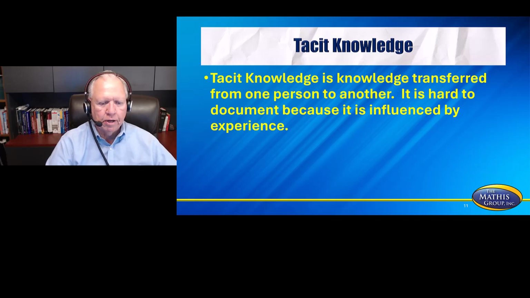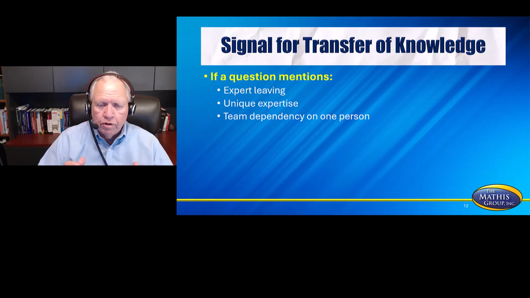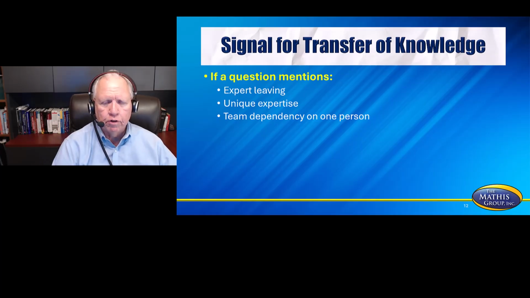Now, the signal for transfer of knowledge as you're reading a test question: if a question mentions an expert leaving, somebody on the team leaving, the unique experience of somebody on the team, or the team's dependency on one person because they are the only person who knows how to do whatever that is, those are all signals about transfer of knowledge. PMI does not want a team to be so dependent upon a person that they can walk out the door with all those skills. They want those skills transferred to the rest of the team, and that's a very big reason for transfer of knowledge.